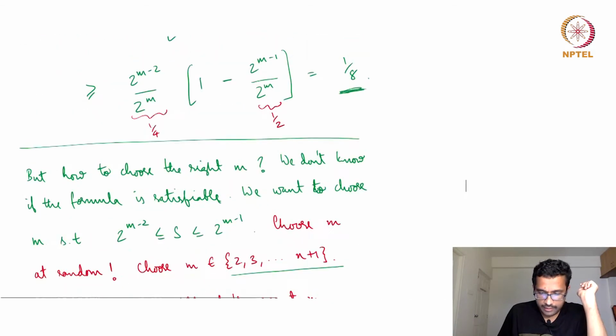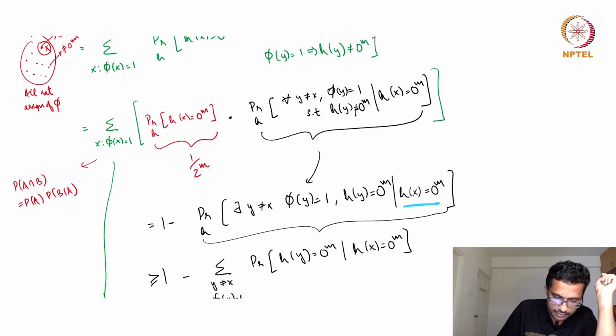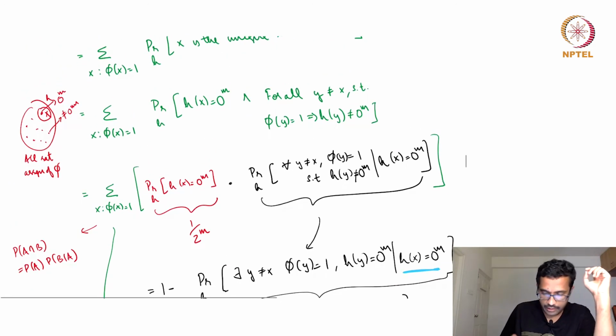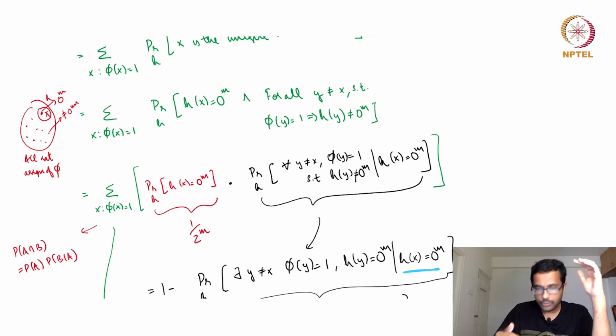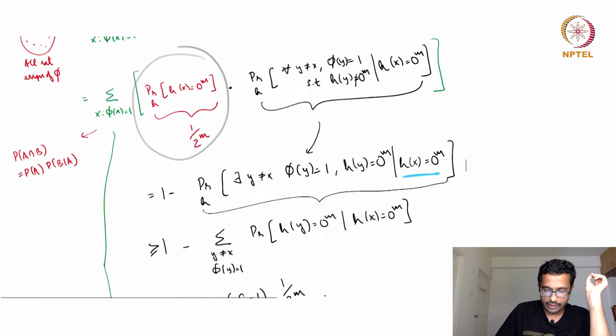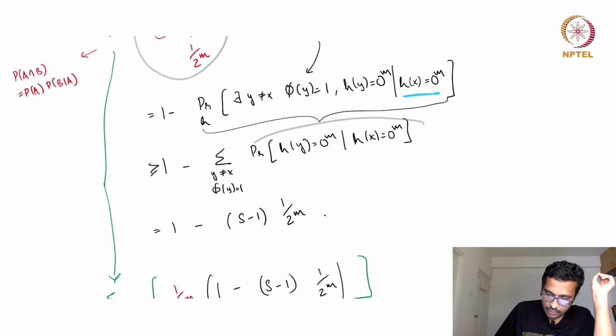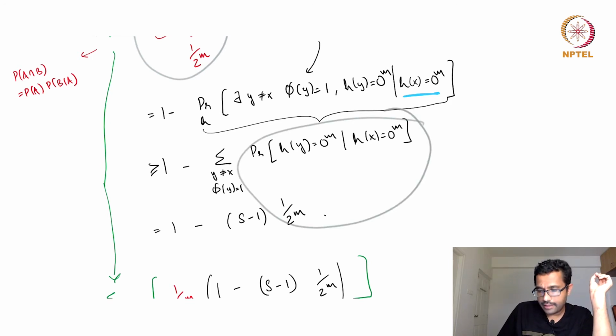So what we notice here is, where did we use the randomness of the function? We use probability throughout, but where did we use the function specific probability? One is over here. We said that the probability of a specific x going to 0 power m is 1 divided by 2 power m. This is one place where we use probability. And the second is this point. The probability that hy is equal to 0 power m given hx is 0 power m is 1 divided by 2 power m.